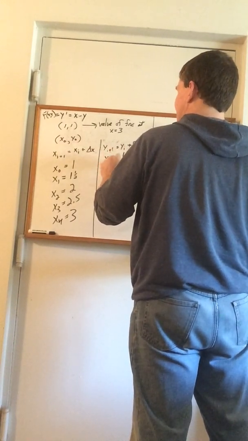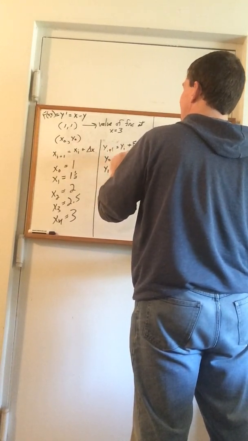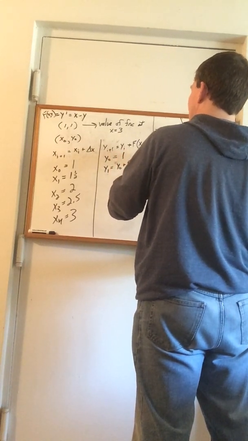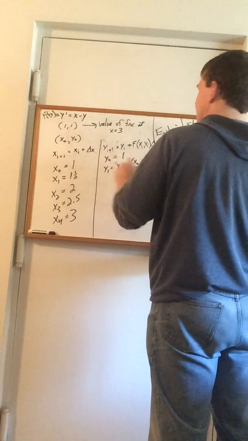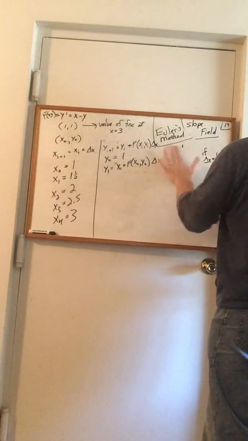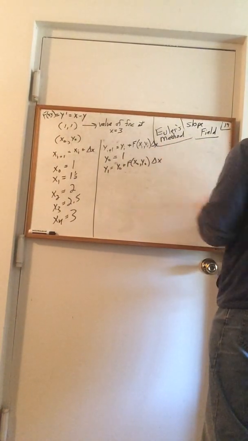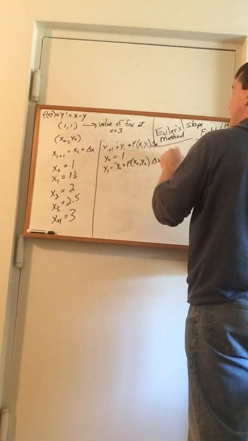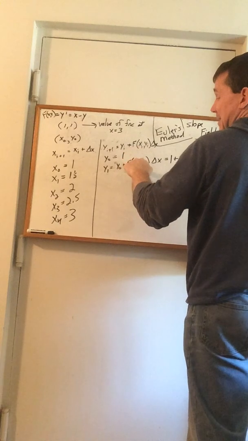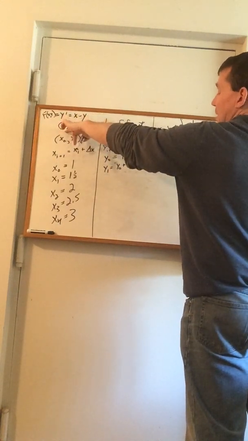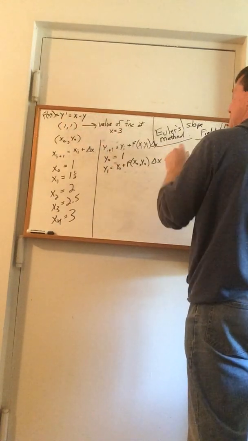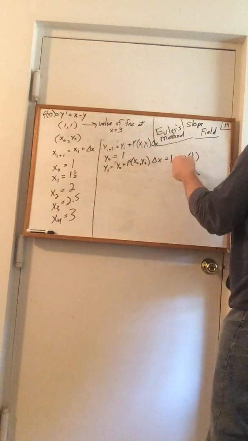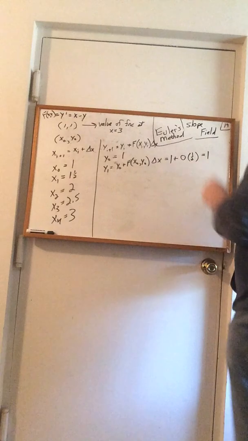Y sub 1 is y sub 0 plus f of x sub 0, y sub 0, delta x. So for this, move this out of the way so I can have a nice clean table here. That becomes y sub 0, which is 1, plus this evaluated at the point 1, 1, which is 1 minus 1, 0, times a half, which gives me 1 plus 0, which is 1.